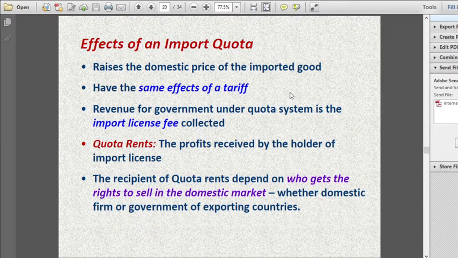Effect of import quota, so raise domestic price of imported goods, have same effect of tariff, revenue of government under quota system is import fee collected, quota rents o yung tawag nating profit received by the holder of import license. Quota rent yung rerentahan yung iyong lisensya para sa specific product na pwede mong i-import, no? O specific product na i-import mo sa bansa mo. The recipient of the quota rents depends on who gets the right to sell the domestic product, whether domestic firm or government of exporting countries.